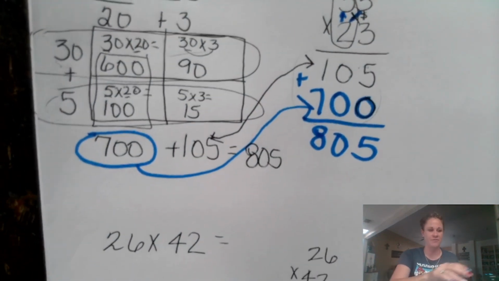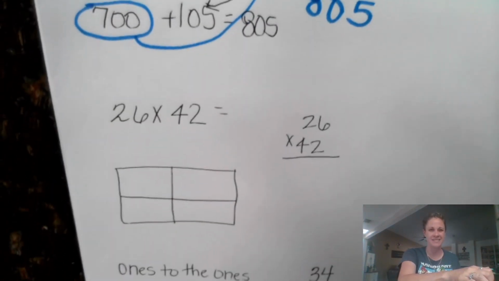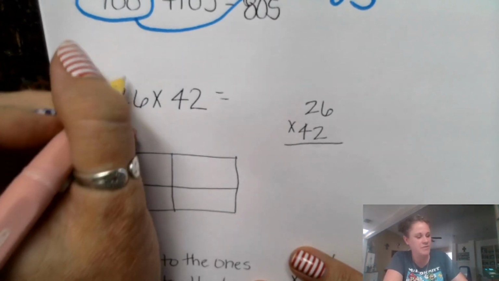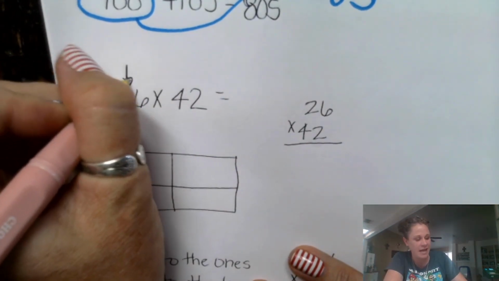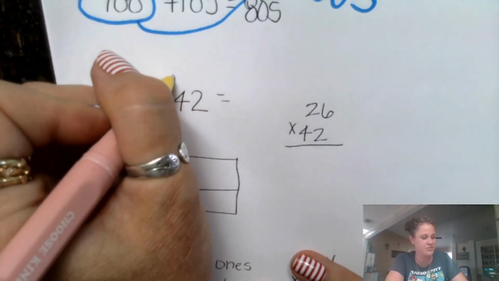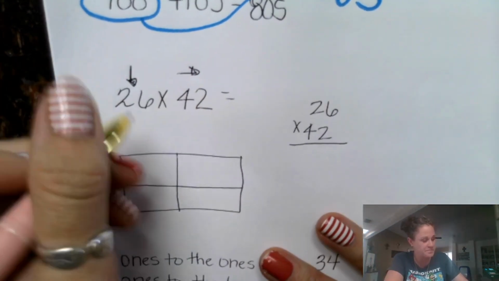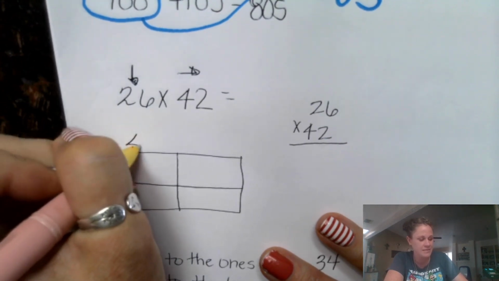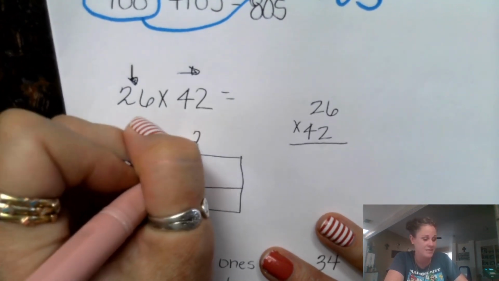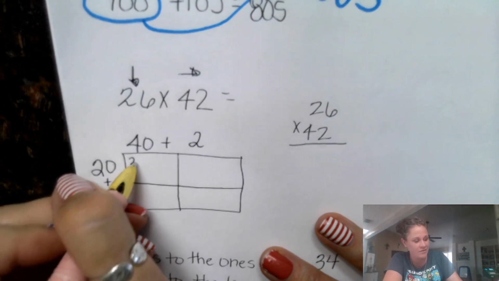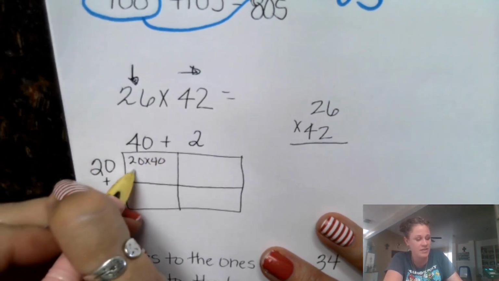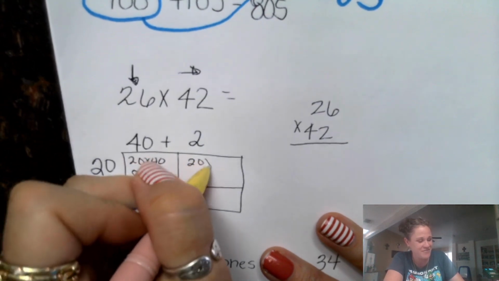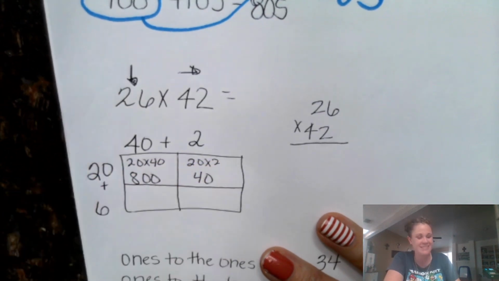So let's do another one. And let's do them side by side so you can kind of see how this works again. Now remember, for this to work, we always want to write this number to go down and this number to go across. So I'm going to do 20 plus 6, 40 plus 2. Let me work this out. 20 times 40. Hopefully you are very good at this by now. Hopefully it's very easy for you because we have done it so many times.